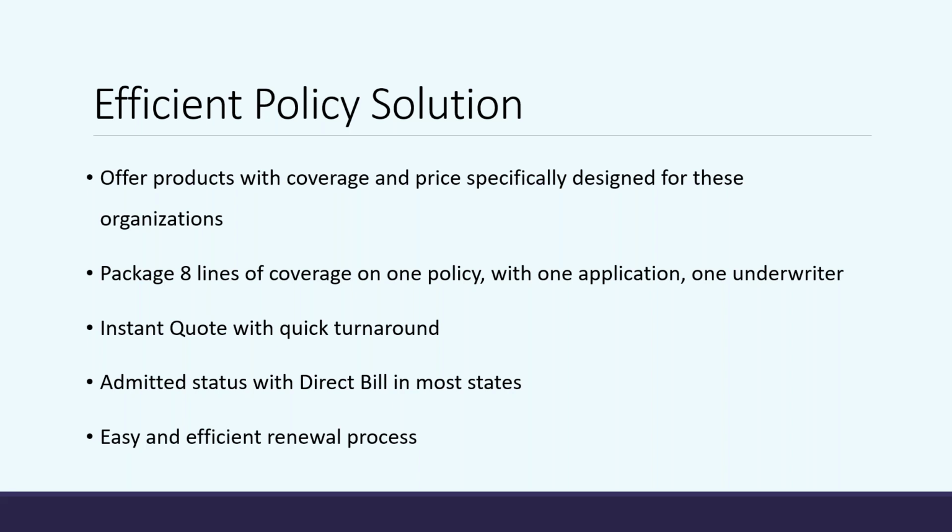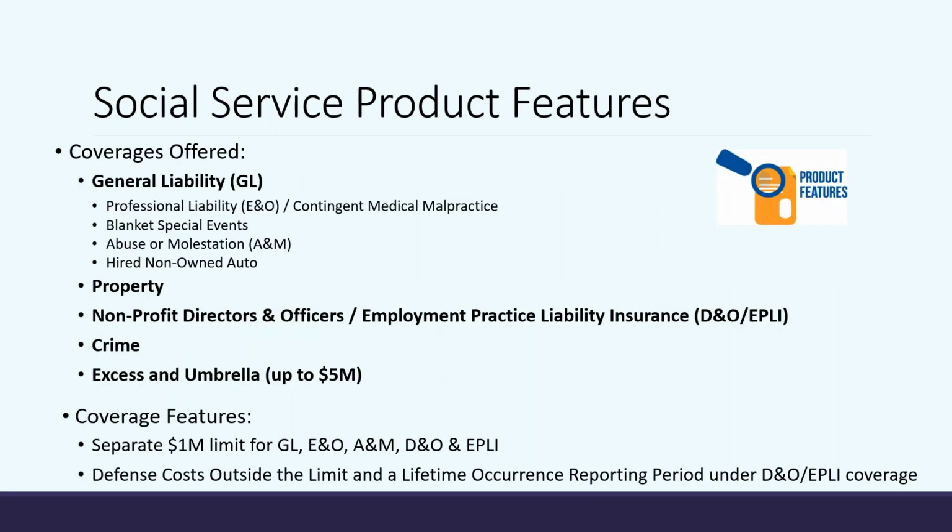These are going to be admitted in the vast majority of states. I think there's only a couple states that we're not admitted in, but the vast majority, especially the larger states like California, Texas, Illinois, Florida, New York, we're going to be admitted. And it's going to be direct bill, and it'll be easily renewable. So if you come up on renewal, all you really have to do is tell us you want to renew it, and then we can proceed with binding it. So it's sticking with that easy, efficient renewal and quoting process that's similar with anything else you probably receive from USLI.